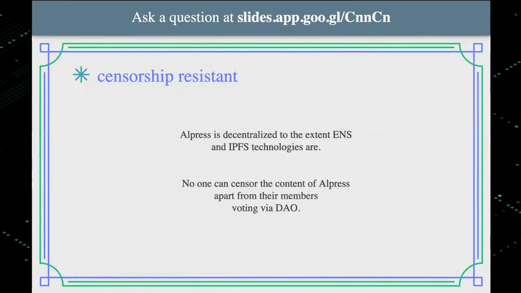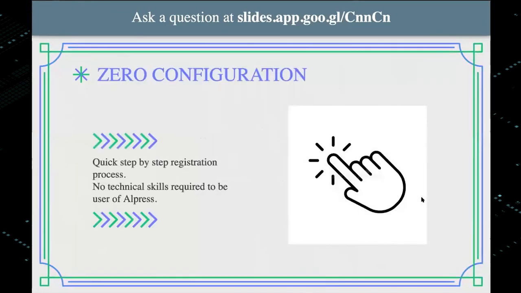Censorship resistance is another powerful tool that is being utilized. And Alpress is decentralized to the extent ENS and IPFS technologies are decentralized. So no one can censor the content of Alpress apart from its members voting via DAO. And the DAO can be voted within two different models, either voted by the community or by the appointed members. What is most important as well is that anyone can use it, and it's really easy to create an account within Alpress. All you need is quick access to the MetaMask wallet in order to complete a couple of simple transactions. And the registration process is really, really easy.